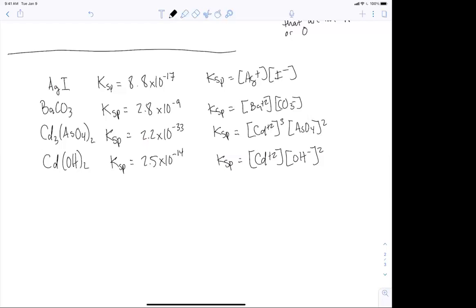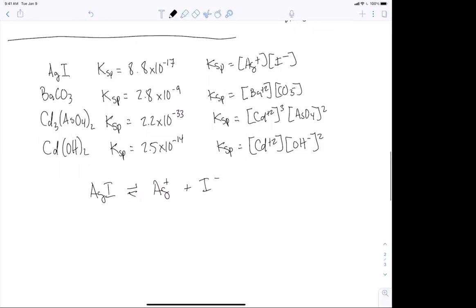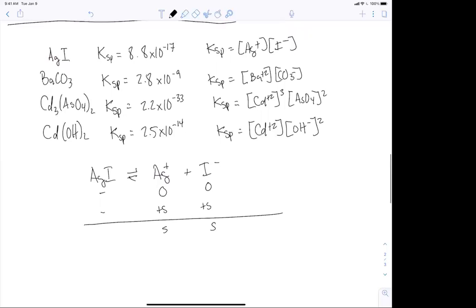When we're looking at the solubility of silver iodide, let's say you're starting out with 0 of each of these. The amount of silver iodide that goes in, let's say we didn't know, we'd call it plus S. It's going to be plus S for both of these. So whatever S is equal to here, because it's 1 mole, is going to be equal to the solubility of the silver iodide. That's sort of the way to think about it.